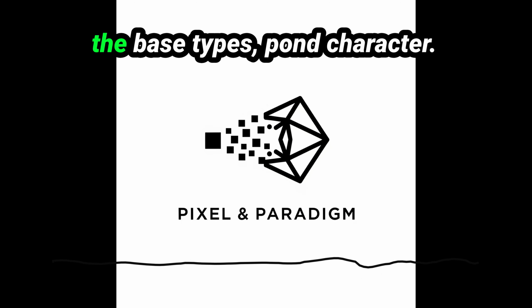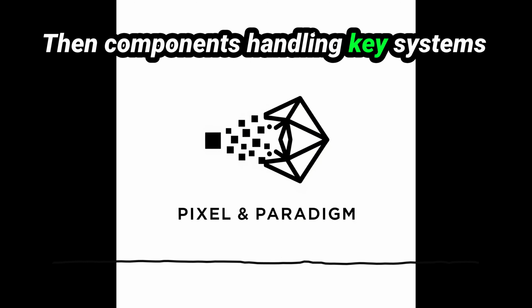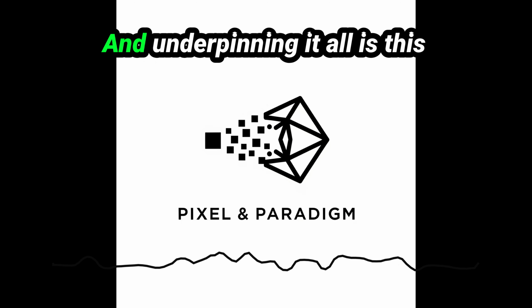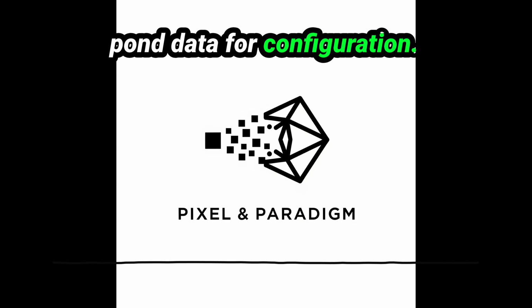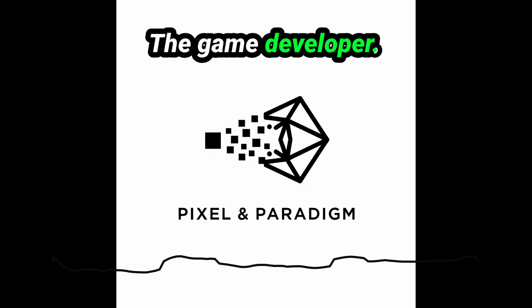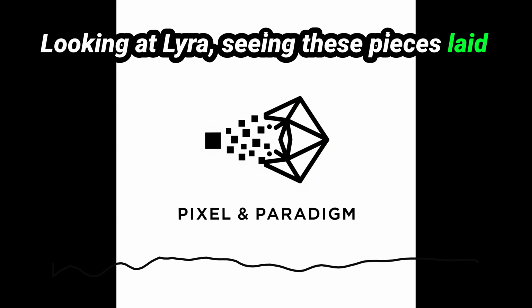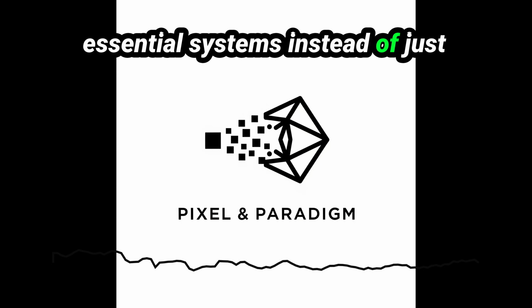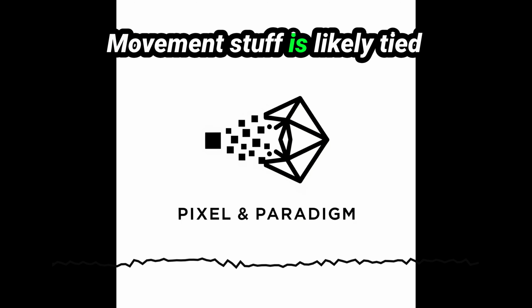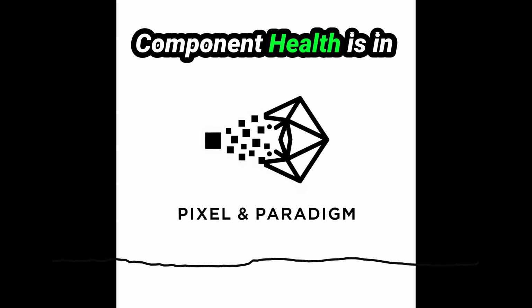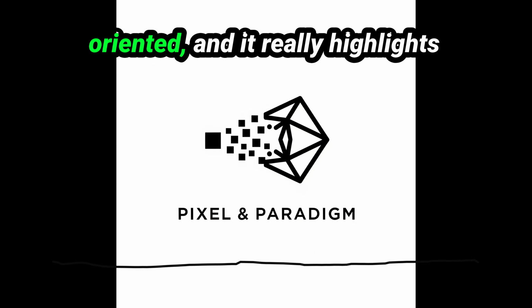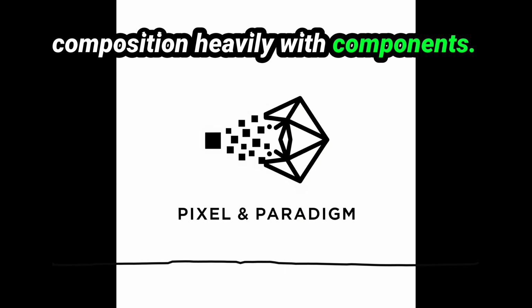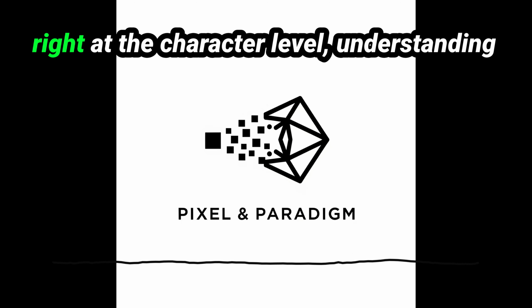So recapping quickly, we've got the base types, pawn, character, then components handling key systems like movement, health, specific hero logic, ability integration, and general extensions. And underpinning it all is this pawn data for configuration. That's a great summary. For you, the game developer, looking at Lyra, seeing these pieces laid out gives you a really solid roadmap. It tells you where to look for the essential systems. Instead of just randomly searching, okay, movement stuff is likely tied to LyraCharacterMovementComponent. Health is in LyraHealthComponent. It saves a lot of time just getting oriented, and it really highlights Lyra's architectural choices, using composition heavily with components and embracing that data-driven approach right at the character level.